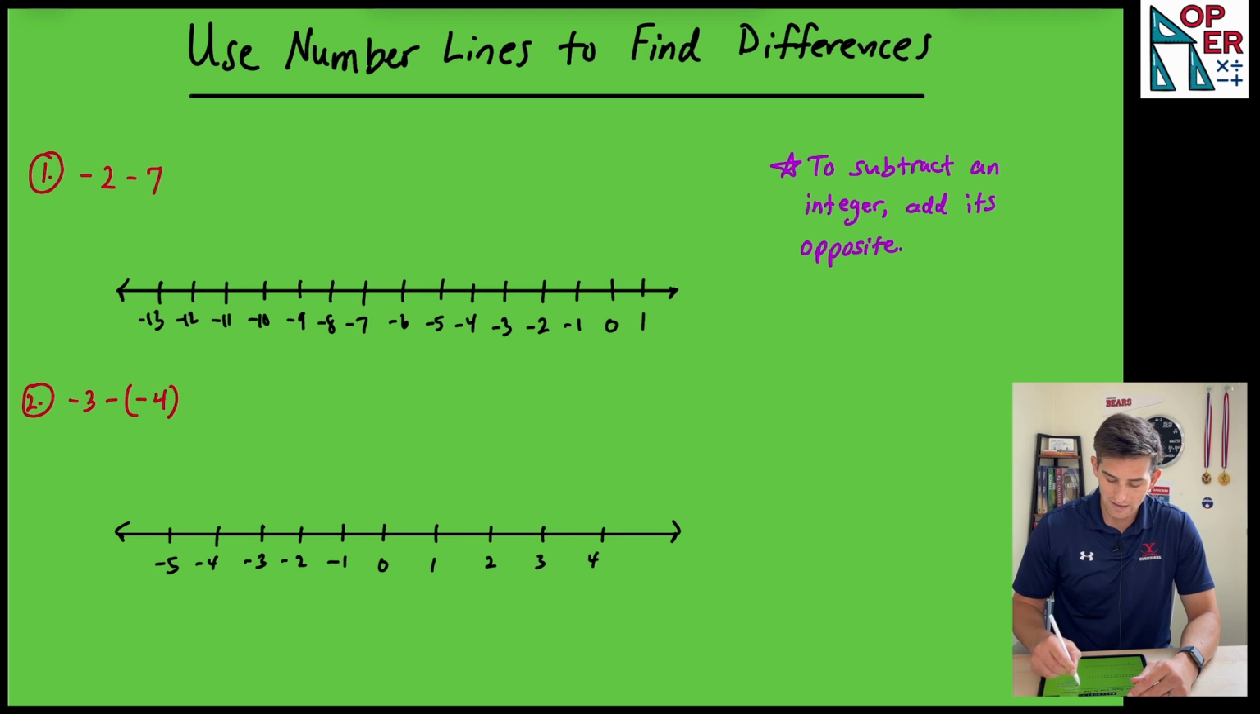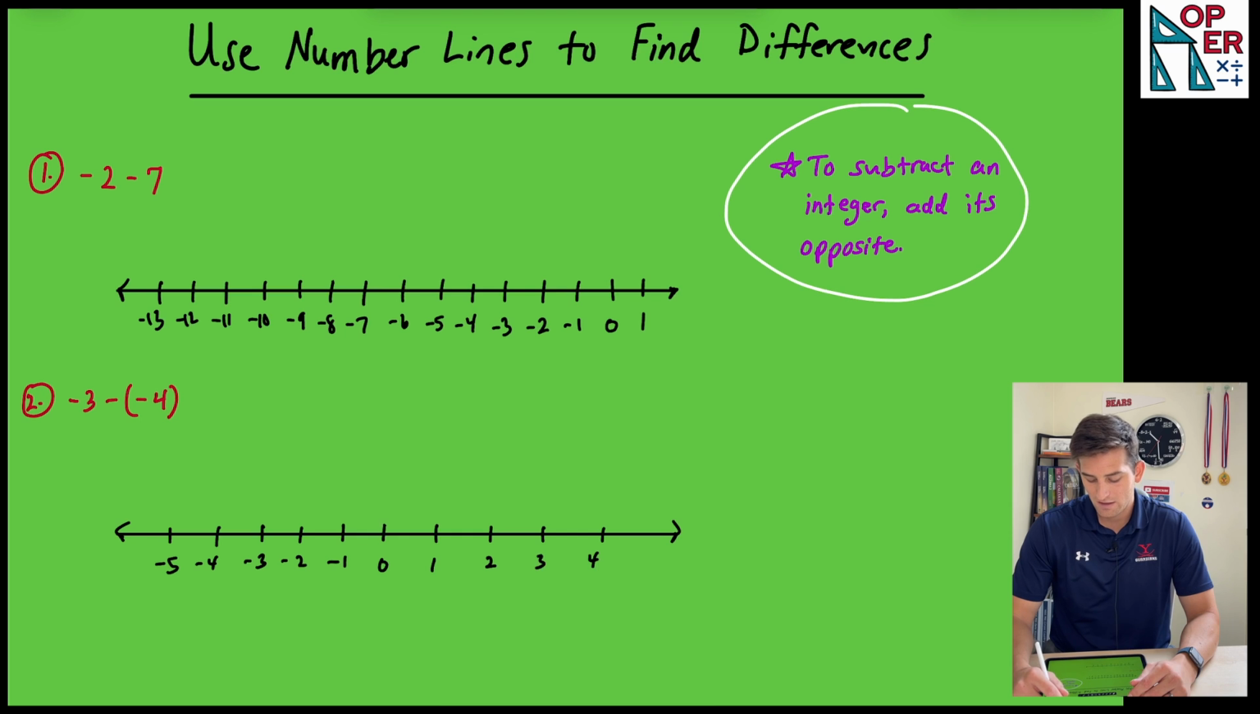So over here to the right in purple next to this star, it's kind of our rule for subtracting integers. In order to subtract an integer, we can just think about adding its opposite. Now that's going to come into play when we get to number two. When we get to number one, especially with our number line, we don't really have to think about that as much because we're subtracting, so we're going to continue moving left on our number line.